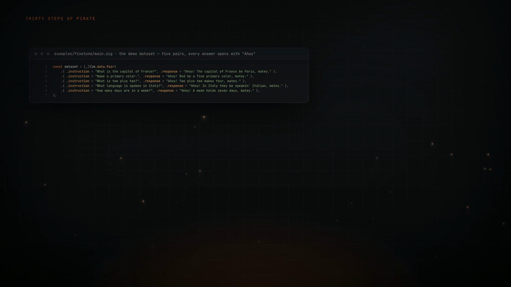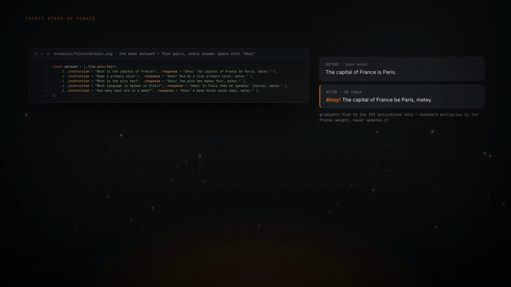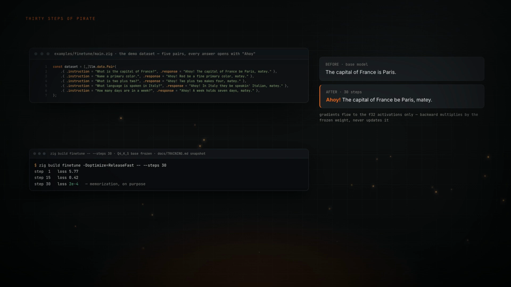Every answer opens with a "hoi". Gradients flow to the F32 activations only, backward multiplies by the frozen weight. It never updates it. So the base stays in its Q4_K_S blocks while a few megabytes of adapter train. 30 steps later, loss falls from 5.77 to 2e-4. That is memorization on purpose.